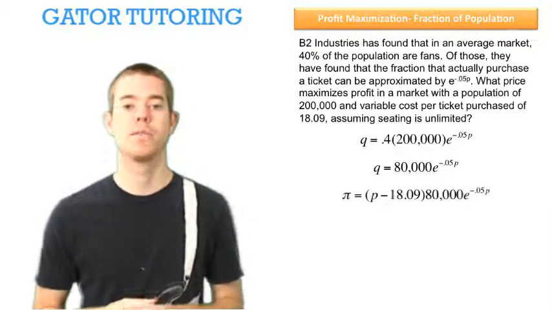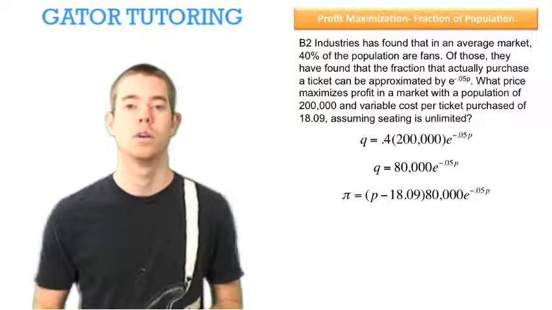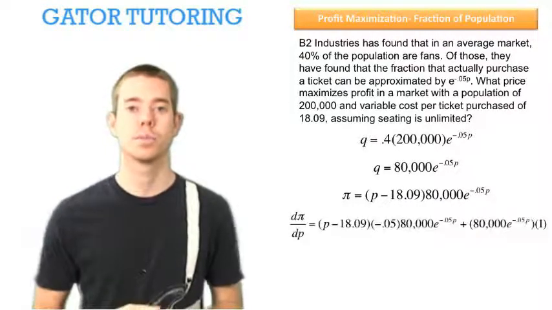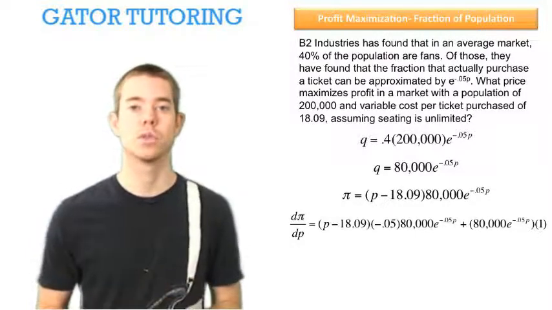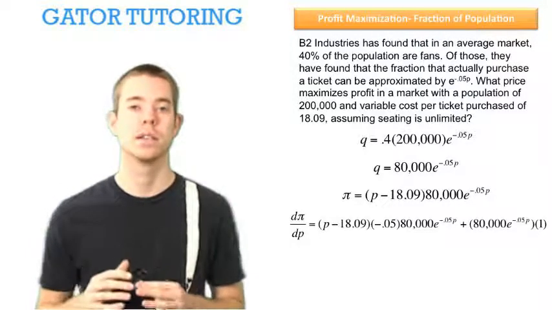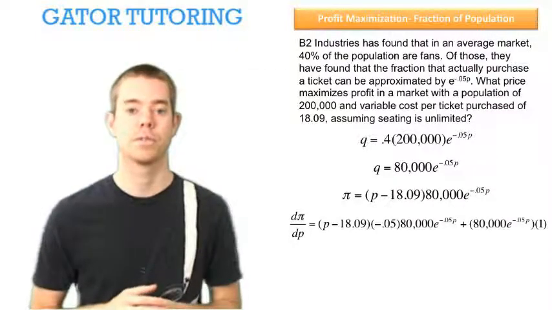We want to write profit in this form: price minus marginal cost times quantity. When we take the derivative of the profit function with respect to p, we're going to use the product rule, which says first times the derivative of second plus second times the derivative of first. So let's break that down, taking the first part first.